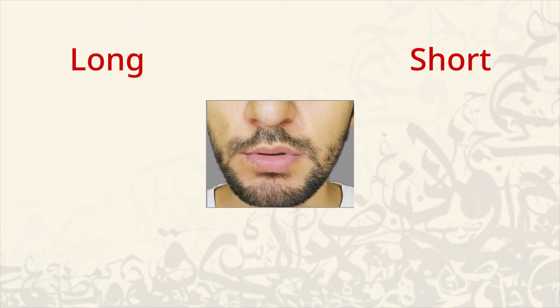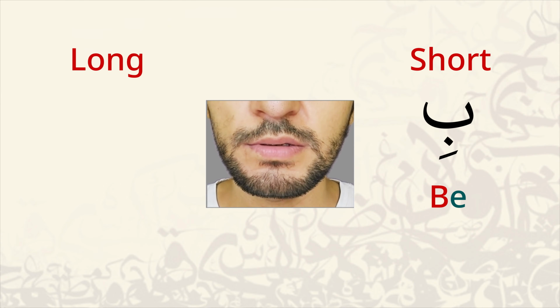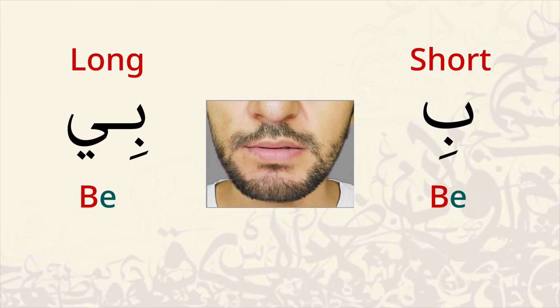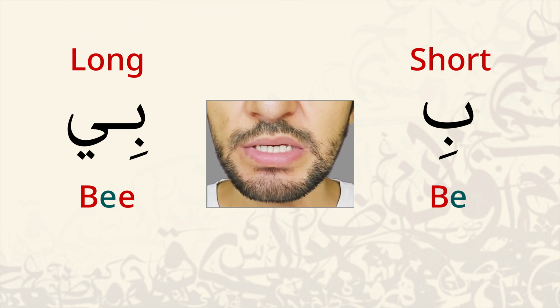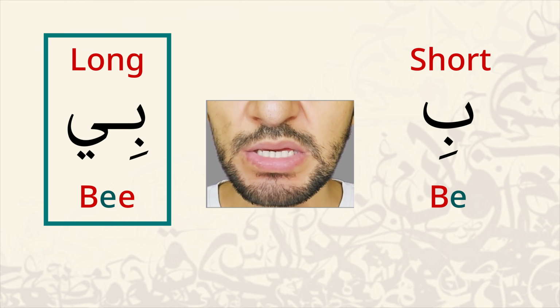Let's also use the same letter with Kasra label. It sounds like Bi, because Kasra produces a sound E. When we add a consonant Ya letter, it's like adding an E sound to the syllable, because letter Ya sounds like E when it's consonant. So it becomes Bee. Check the difference again.